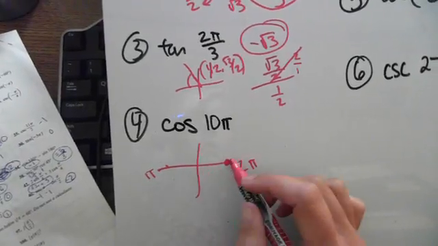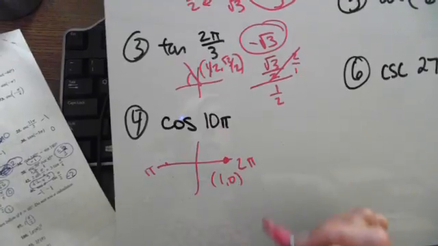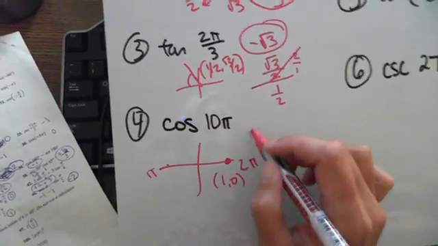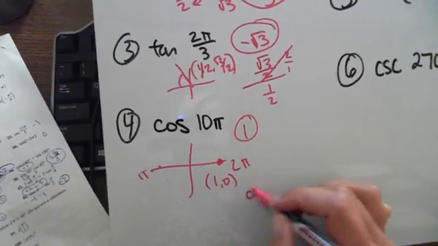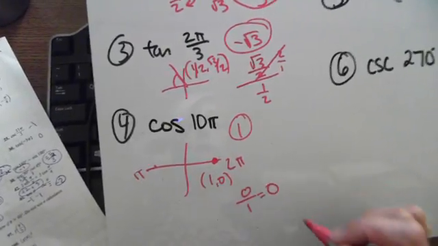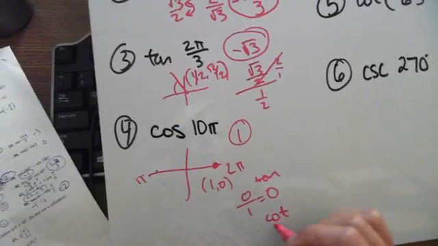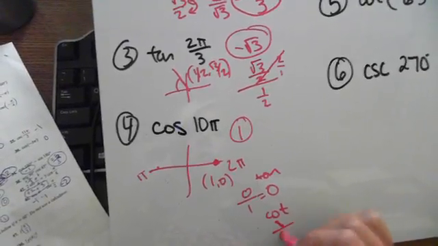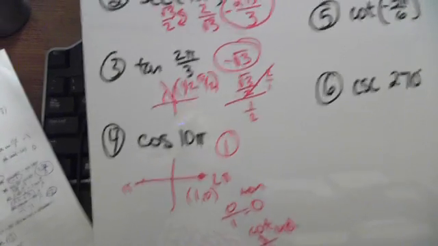It has a radius of 1, so I moved out 1. I did not move vertically. So that ordered pair is 1, 0. Tells me cosine is 1, so there's my answer. Sine is 0. If I wanted tangent here, we would take 0 over 1 and get 0. That would be my tangent. If I wanted cotangent, I would take x, which is 1, over y, which is 0, so that would be undefined.